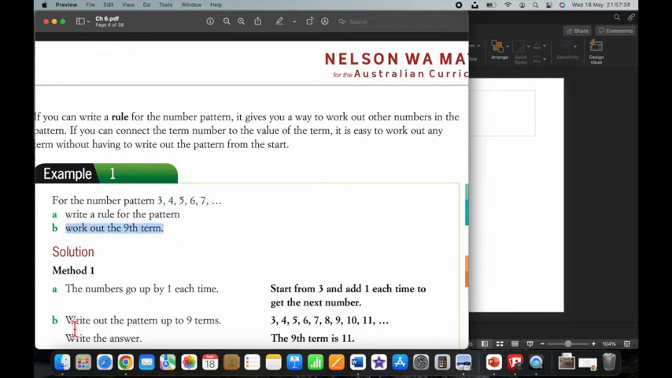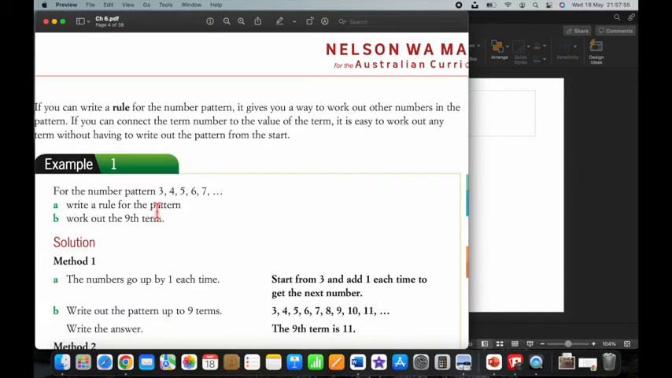Okay, we can simply write out the numbers to 9 terms and then the answer. So 3 is the first term, 4 is the second term, 5 is the third term, etc. 4th, 5th, 6th, 7th, 8th, this is the 9th term. So number 11 is the 9th term. Okay, so nice and easy. Example 1. We've got a pattern. Each number is a term number. Term 1, term 2, etc.